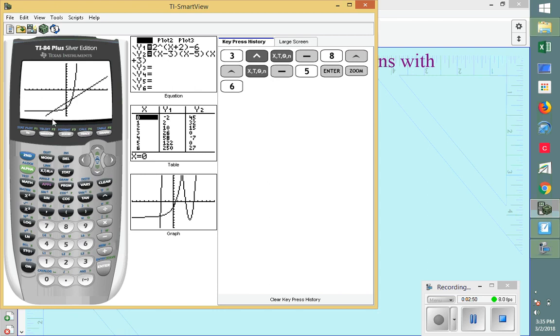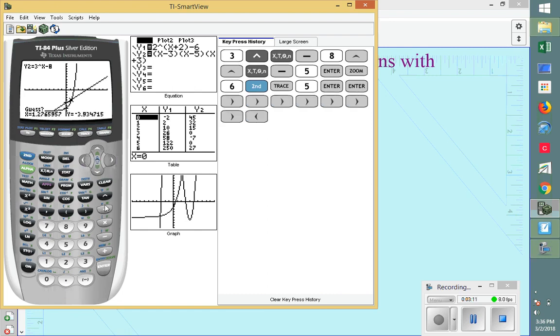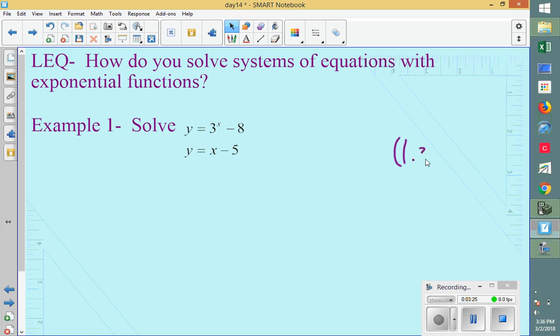Okay, so remember to find the intersection points. We did this early in the year. There's two different points here. I'm going to do second and then calculate, intersect number 5. First curve, I'm just hitting enter because it's already on the first curve. Second curve, enter. My guess, I'm going to move it to this point of intersection and enter. And I'm getting the first solution. So I'll just go ahead and write that: 1.34 and negative 3.66. So that's my first solution to this system of equations.